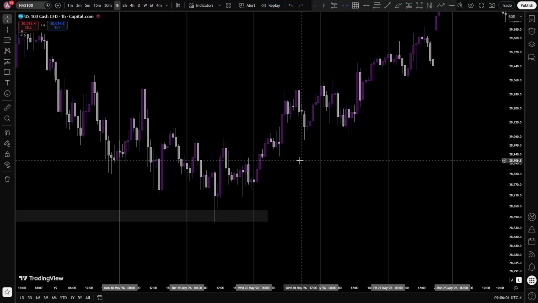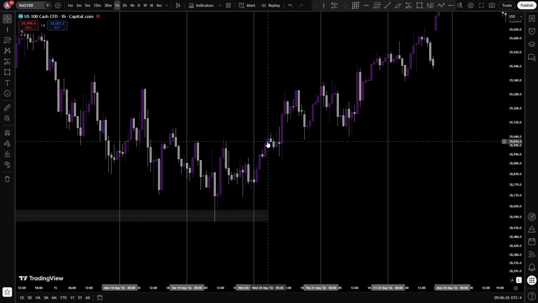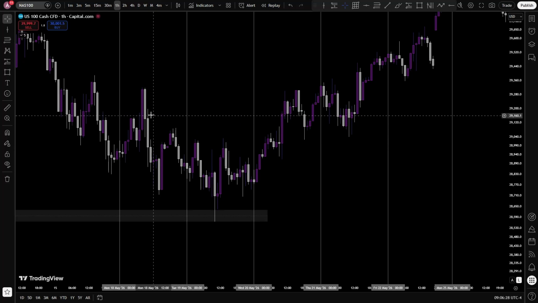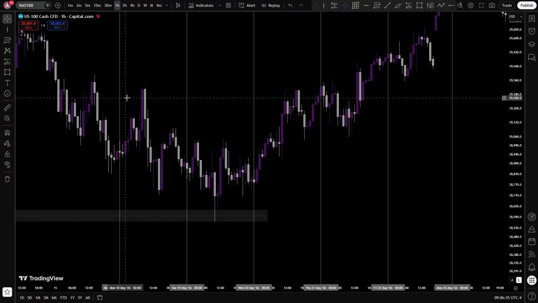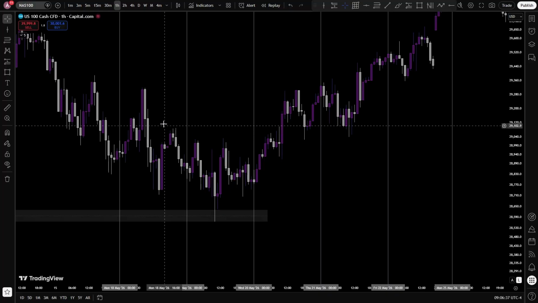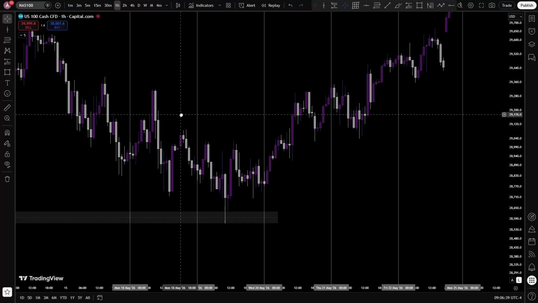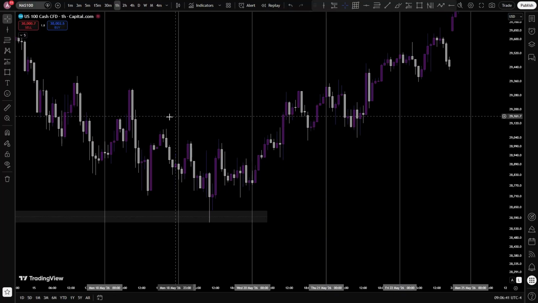So the name Judas Swing comes after the idea of the betrayal move, referencing Judas that betrayed Jesus for 30 pieces of silver by Bible. So Judas Swing represents a fake false move in one direction, pushing the retail traders into their positions, and after that getting them liquidated and moving in the opposite direction.